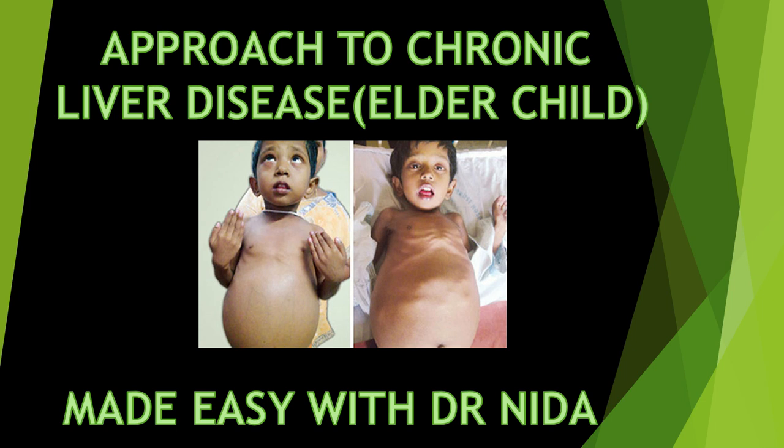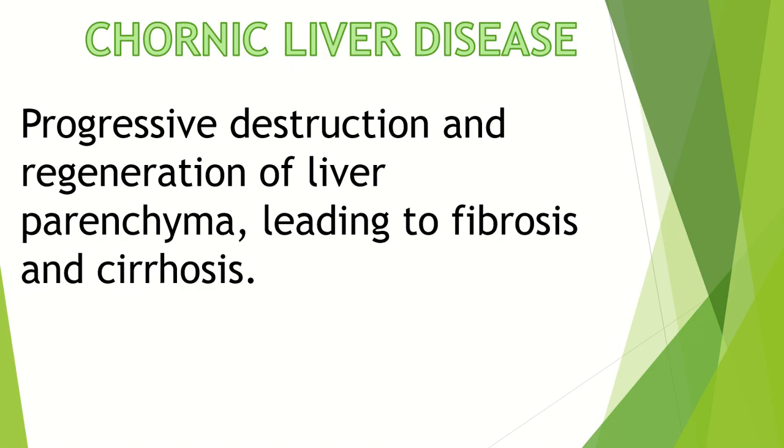So today the topic that we will be discussing is the approach to chronic liver disease in an elder child, and I hope that at the end of this video you will be able to approach a child with CLD. Now what is CLD basically? CLD is a progressive destruction and then regeneration of the liver parenchyma leading to fibrosis and cirrhosis.